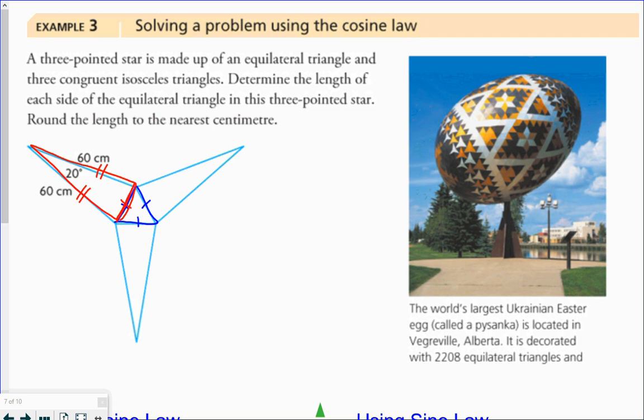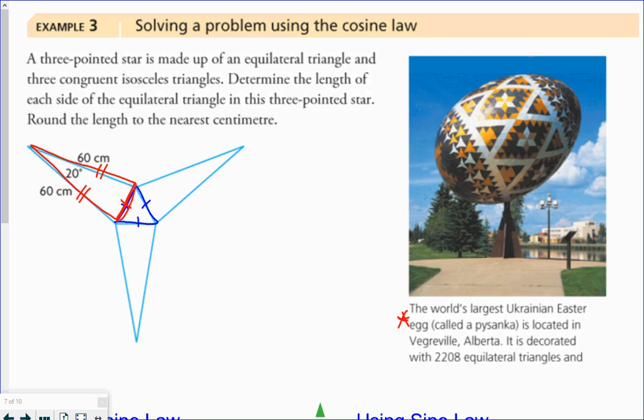It says determine the length of each side of the equilateral triangle in this three-pointed star, rounding the length to the nearest centimeter. These three-pointed stars are on the design of the largest Ukrainian egg. It's located in Vegreville, Alberta. It's created with 2,208 equilateral triangles.